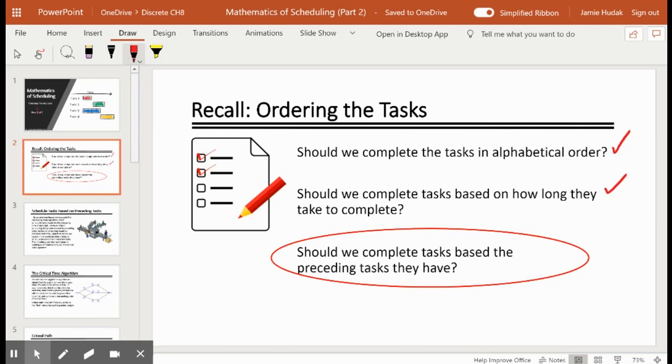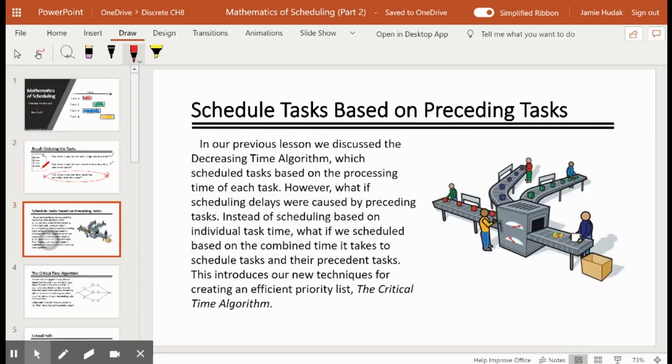So as you recall, this slide was in the last presentation, and we had gone over these first two. Should we complete tasks in alphabetical order? Should we complete tasks based on how long they take to complete? Those were covered in the last video, part 1 of 2. And in this one, we want to focus on should we complete tasks based on the preceding tasks they have. So, schedule tasks based on preceding tasks.